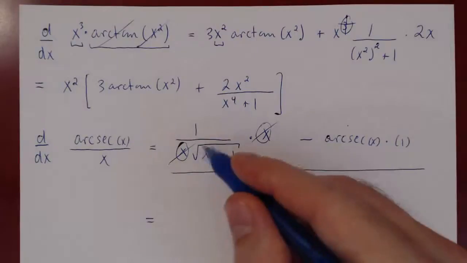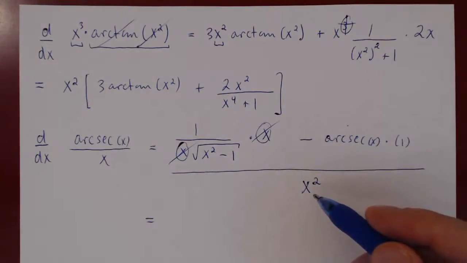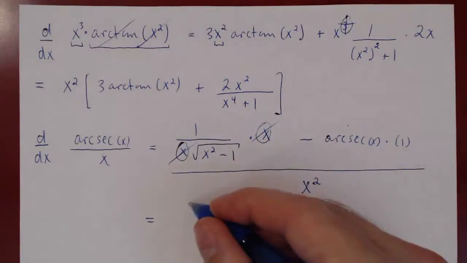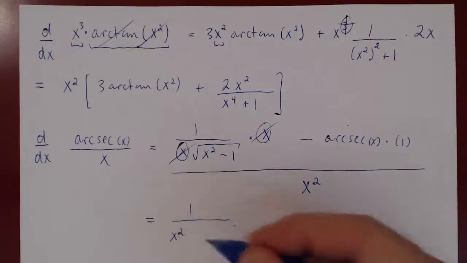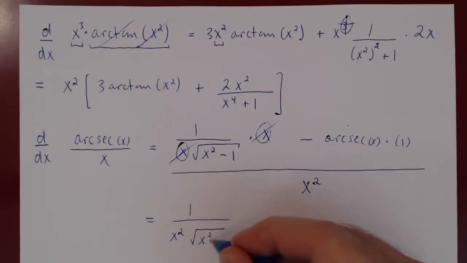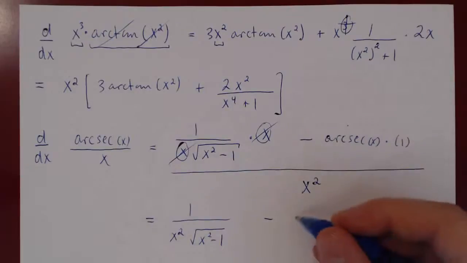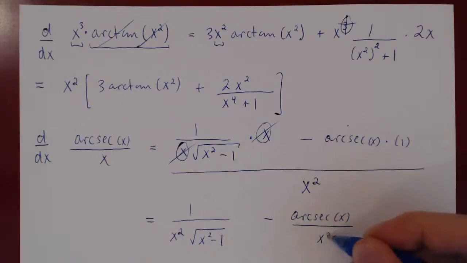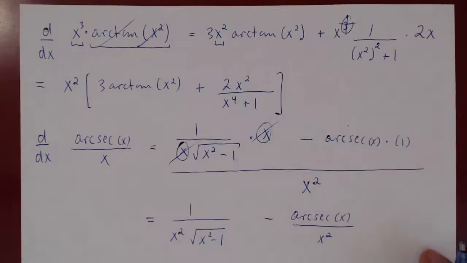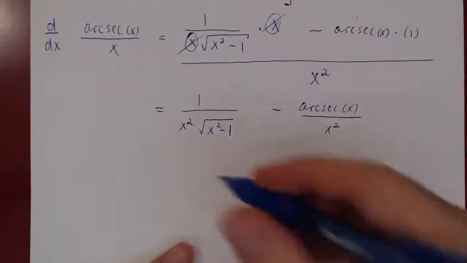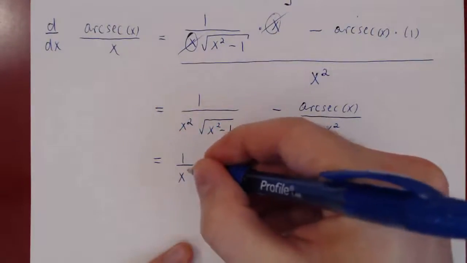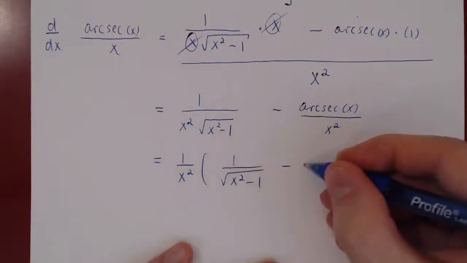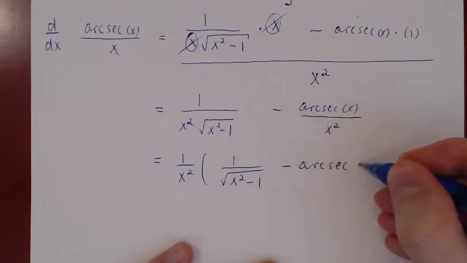So if I have 1 over root of x squared minus 1 divided by x squared, dividing by x squared is the same as multiplying by 1 over x squared. So we'll have 1 over x squared root of x squared minus 1, minus arcsecant of x over x squared. And again here, if you want, you can factor a 1 over x squared. And that will give you 1 over x squared times 1 over root of x squared minus 1, minus the arcsecant function of x.